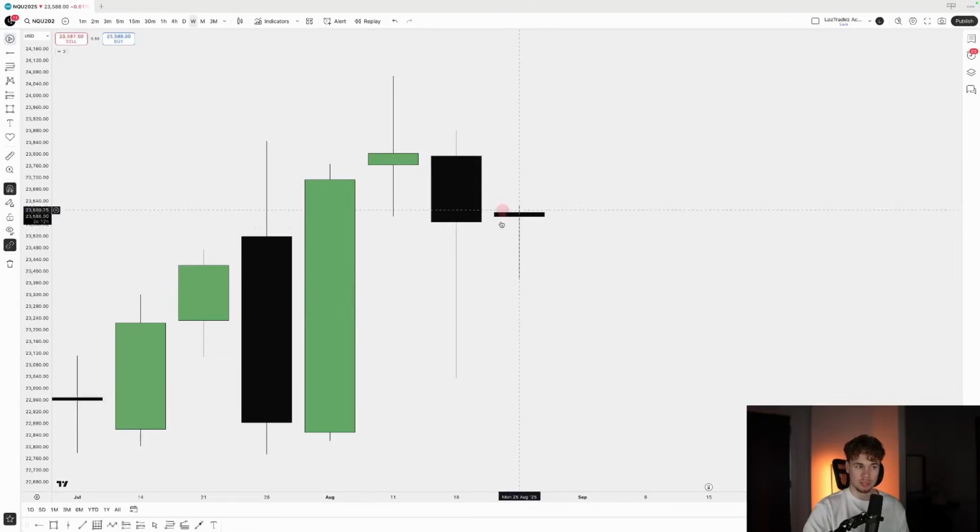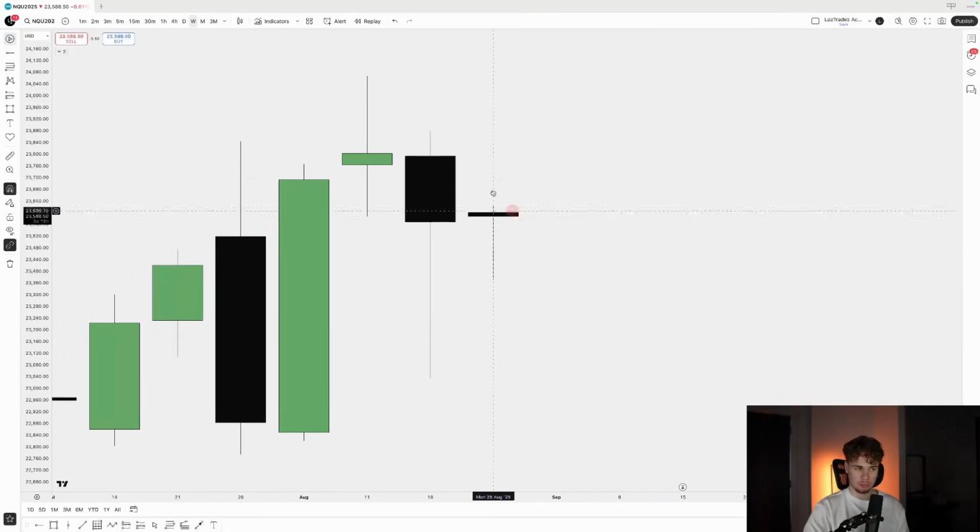Why? Because this is a small range. So this is doing what? This is accumulating positions to distribute later on, because it's an inside candle. We didn't take previous candle high, nor previous candle low.